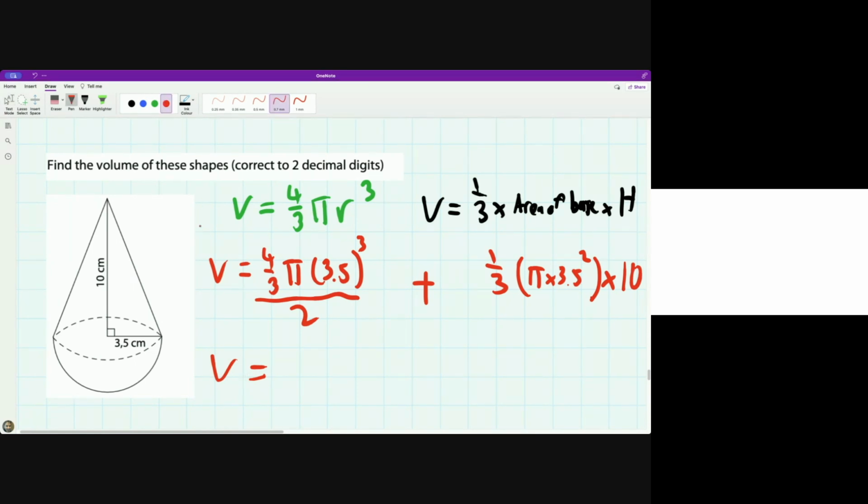Oh, Puvindo, why over 2? Okay, this formula is for a whole sphere. But if you look at the shape, this shape is not a whole sphere, it's half a sphere. So I have to divide it by 2. Does that help, Puvindo?